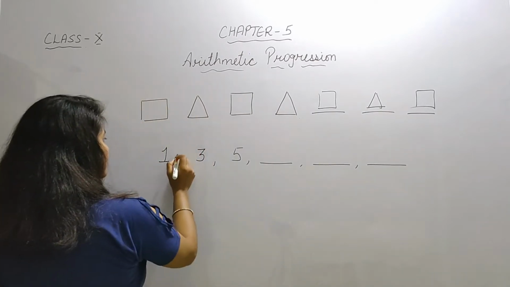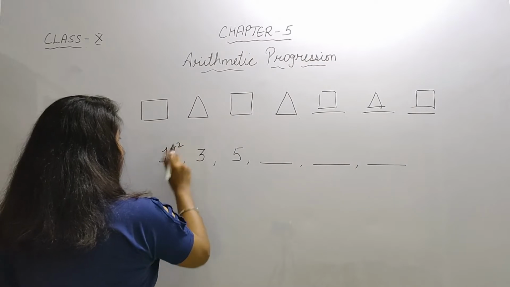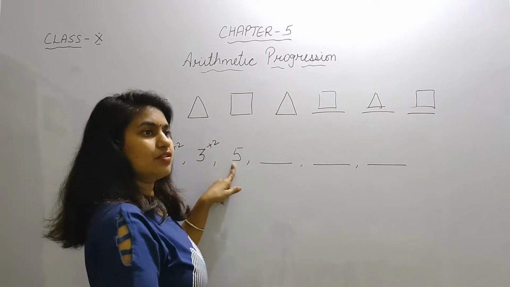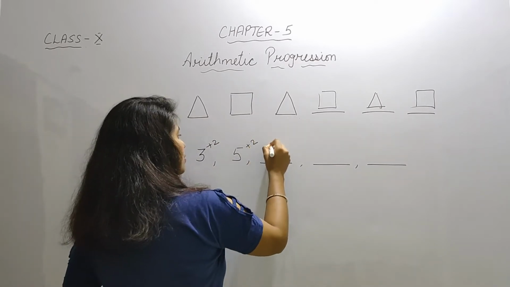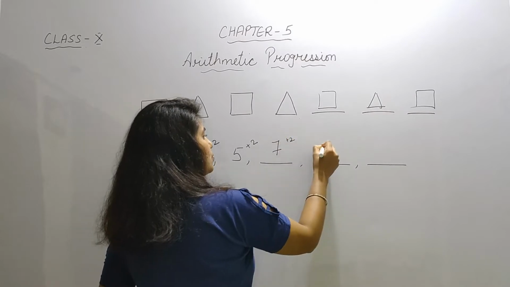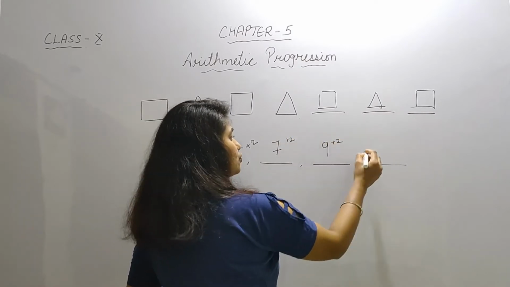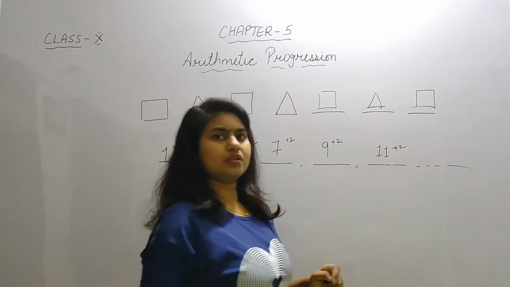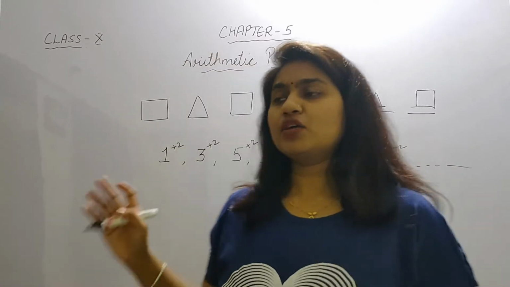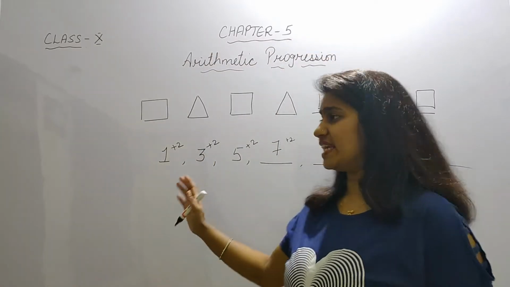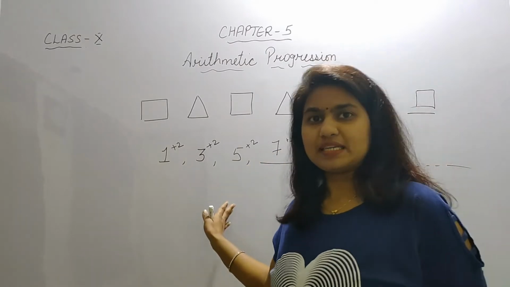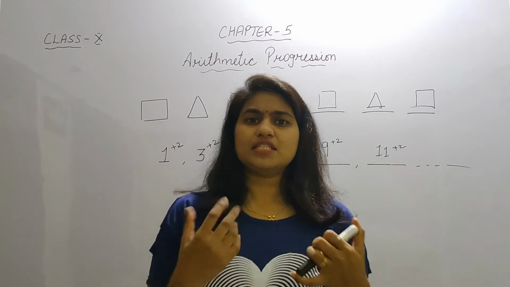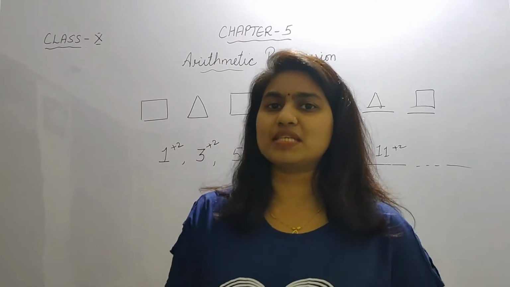So the common difference is 2. If I add plus 2 to 1, I will get 3. If I add plus 2, I will get 5. Plus 2, I will get 7. Plus 2, I will get 9. Plus 2, I will get 11. Plus 2, and so on. So by identifying the common difference between two numbers, we can easily continue this pattern. This is known as a series, or you can say a sequence, that we have already studied in our previous class.